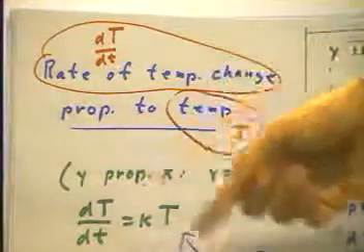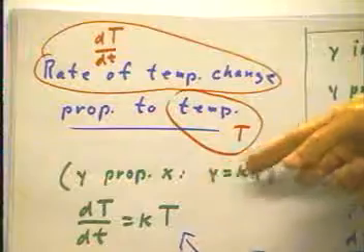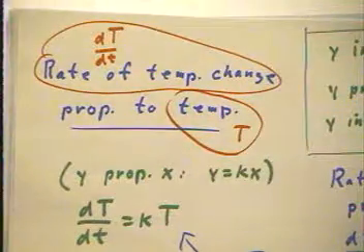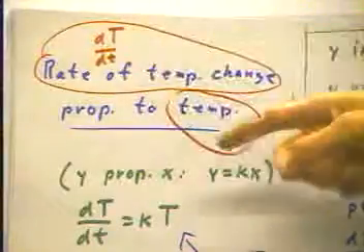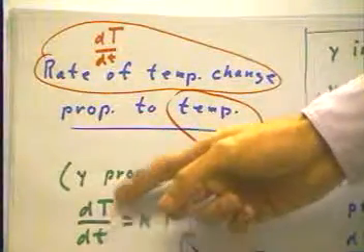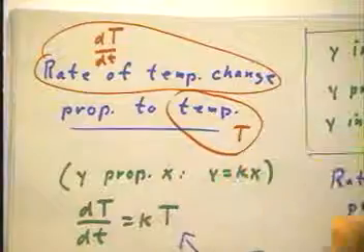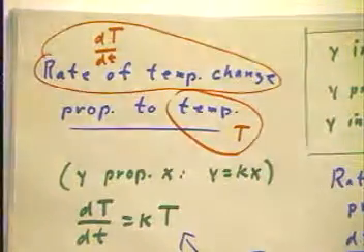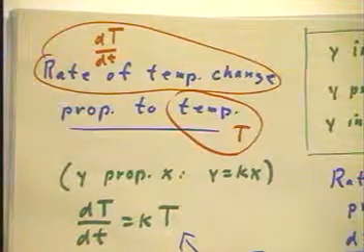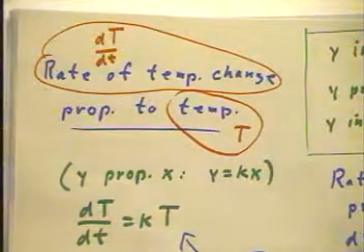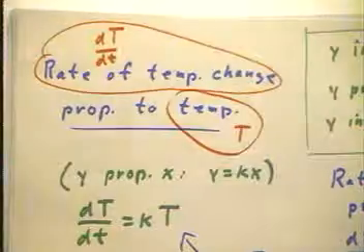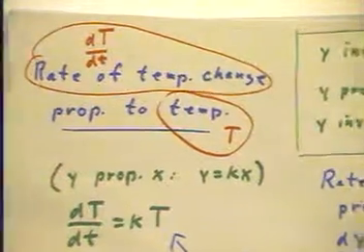Now, proportionality. Y is proportional to x means y equals kx. So to say that this derivative or this rate of change is proportional to this is to say that dT/dt equals kT. That's how we're going to write that differential equation. There's no big trick to this. Sometimes there are tricks to solving these equations, although this one is very easy to solve, as we'll see shortly.